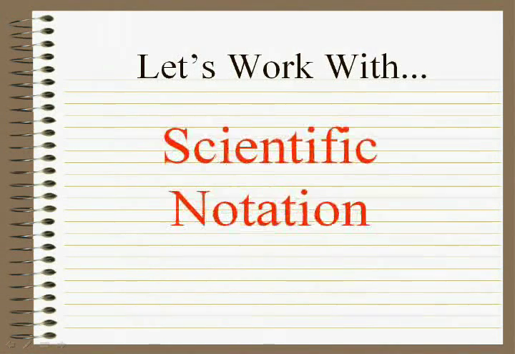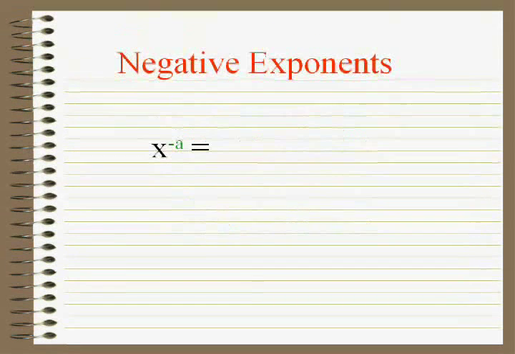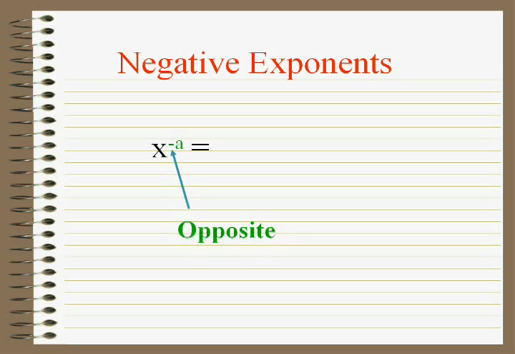Let's try working with scientific notation. Consider negative exponents. Remember, when the negative is in this position, it means the multiplicative opposite or reciprocal. Not a negative number as such, the reciprocal of a number. So for instance, x to the negative a is 1 over x to the a.